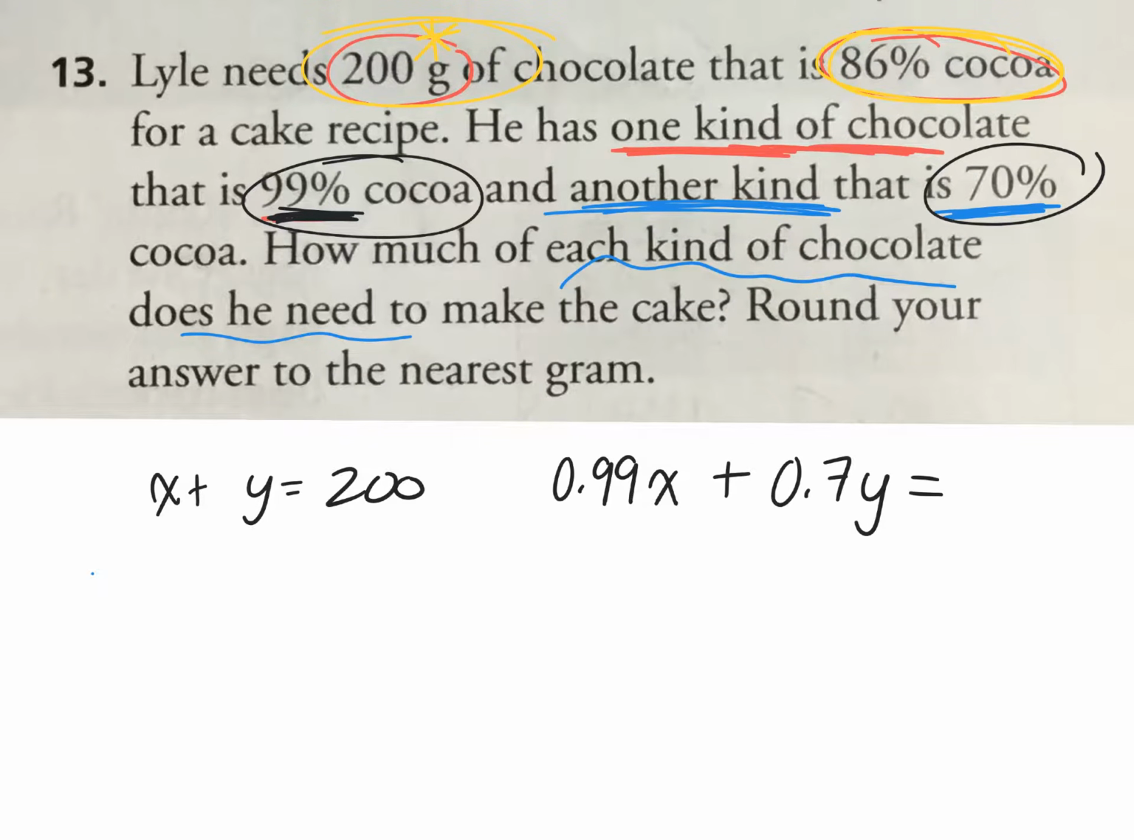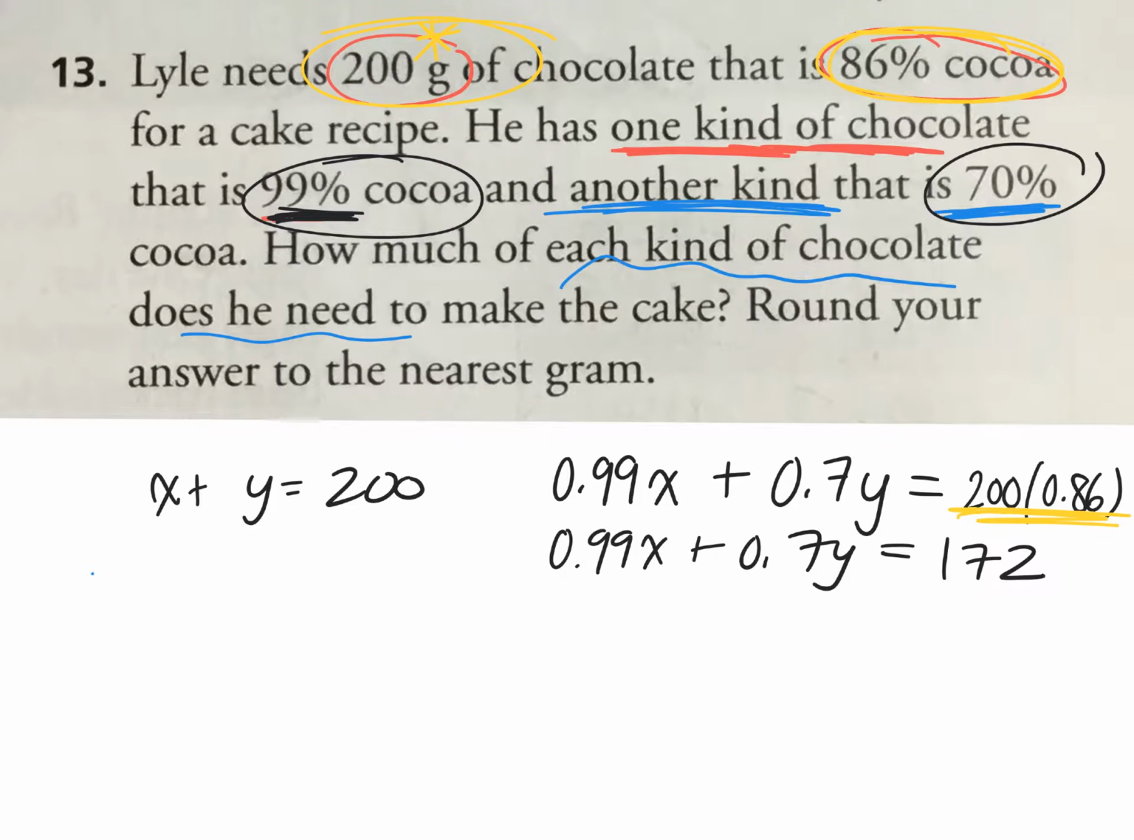So what would you do? 200 times 0.86, and you can actually simplify that. Simplify the second equation: 0.99x plus 0.7y is equal to 172. I'm going to solve this by elimination so I can practice that method. So how would I do that?